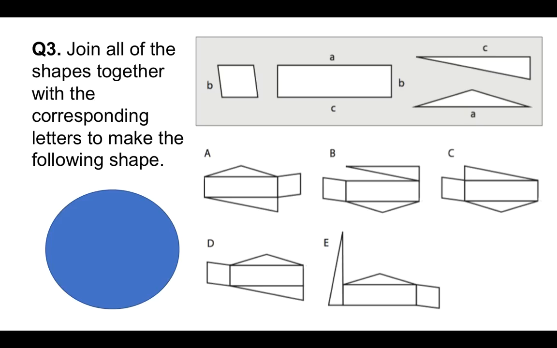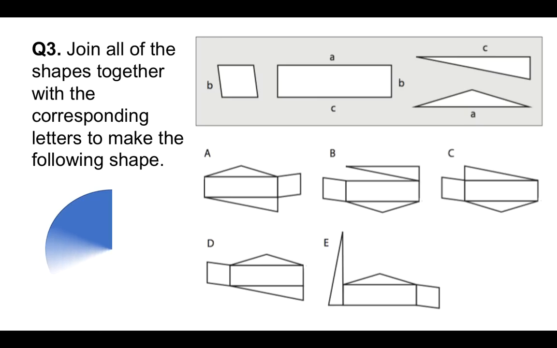Question number 3. Again, another one, join all of the shapes together across the top with the corresponding letters to make any of the following shapes. You'll see there that you haven't got a none of these option, so it is one of them, which is right there. And you might have to rotate the finished shape in your mind to get the correct answer. But like I say, we want to get you to the point where you're doing these in your head without having to write them down. But if there's not enough time, don't forget to pause the video.